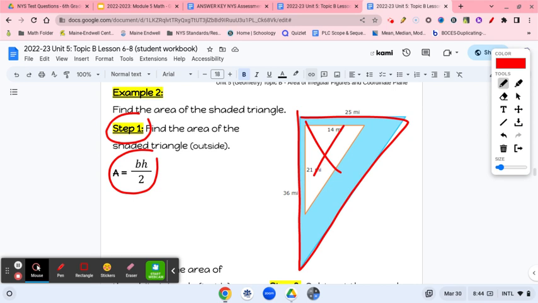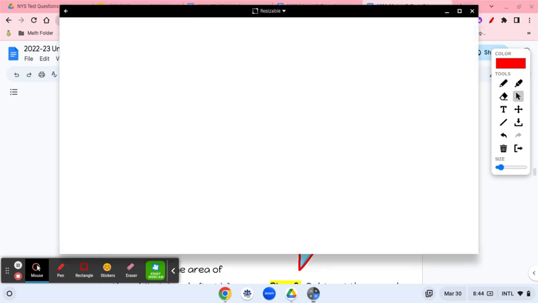Now I plug in my numbers, substitution. I do base of 25, height of 36. So write this with me: 25 times 36 divided by 2. So again, area of the outside minus the area of the inside that you're taking out. On my calculator, I'm going to type in 25 times 36 divided by 2. So I'm going to do that.